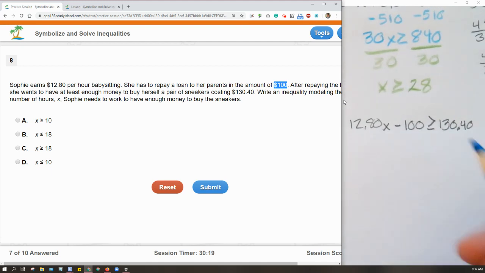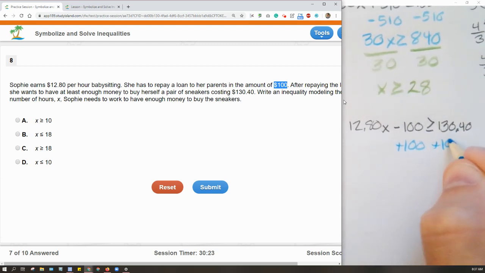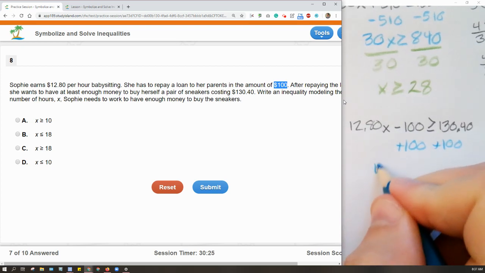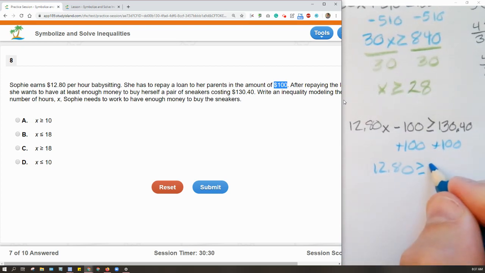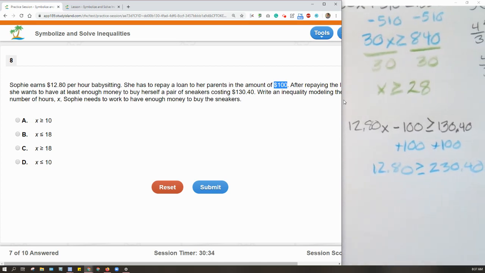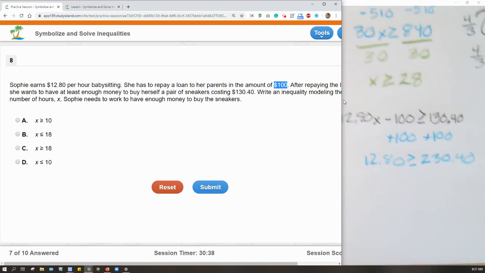So obviously that means that, and this is what a lot of you may have jumped to right away, and it's okay, if you have $12.80 per hour, that needs to be greater than or equal to $230.40, which is the amount for the sneakers plus the amount for the loan. If you were doing your basic arithmetic, that's probably what you would have jumped to right away, and that's okay.